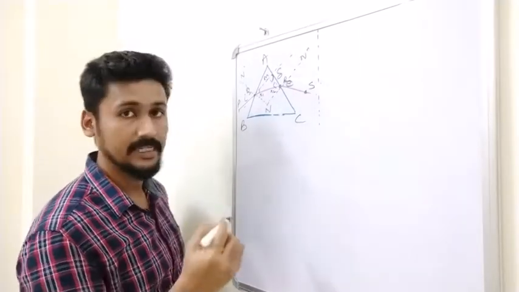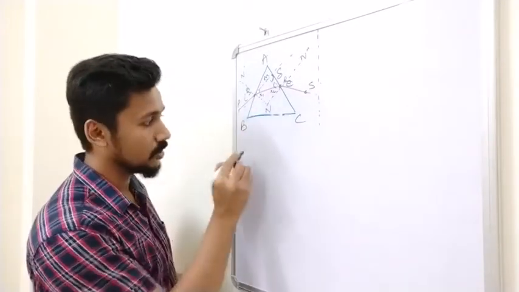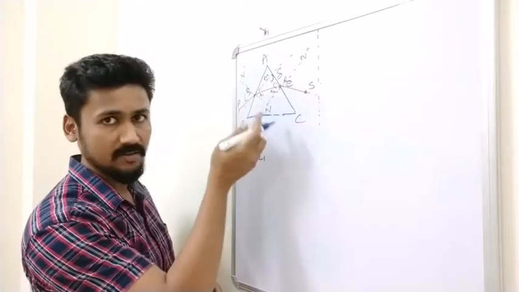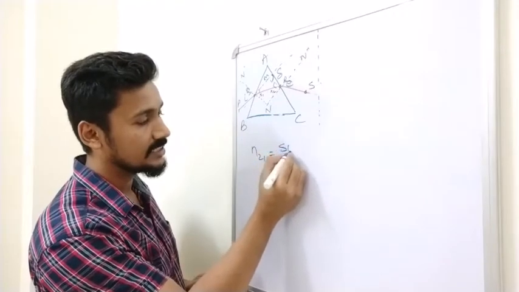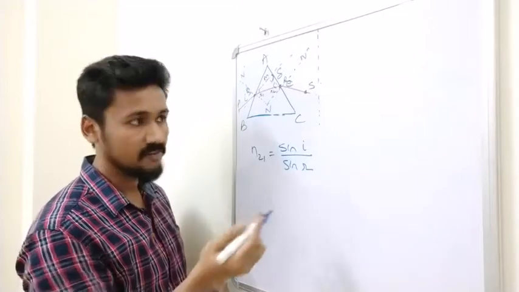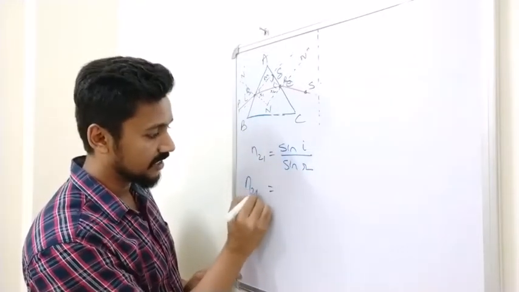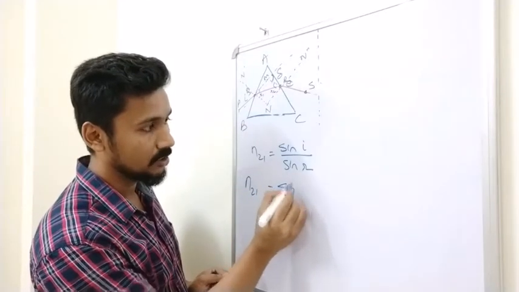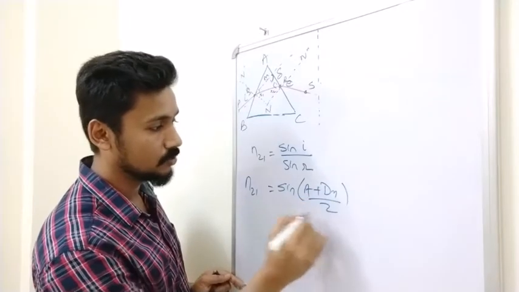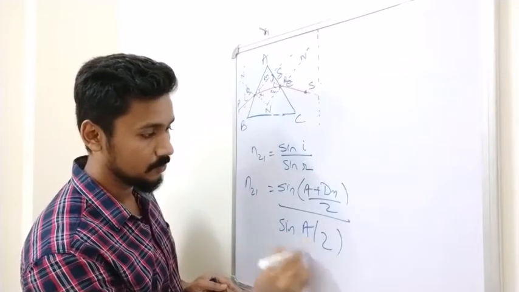Now let us find the refractive index of the material of the prism by using Snell's law. So we get n21, the refractive index of 2, that is the material of the prism, equal to sine of I by sine of R. From equations 3 and 4 we can substitute values for I and R. Therefore the refractive index n21 equals sine of, how much was I? I was (A plus dm) by 2, divided by sine of R. How much was R? R was A by 2.